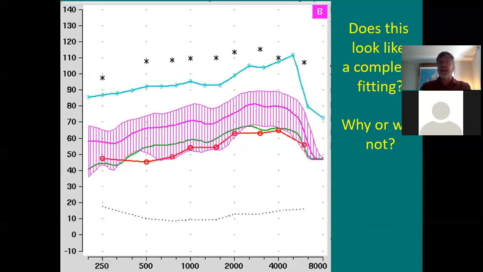Does this look like a complete fitting? Why or why not? It does to me, with the exception of this problem right here. Other than that, you've done it all. Here's your outputs for soft speech inputs. Here's your outputs for average speech inputs. Here's your output for loud inputs. And with this one exception here, you're obeying the rules too because you've stayed below the loudness discomfort levels. And I repeat, these are frequency-specific loudness discomfort levels. But still, you've mapped speech for soft, average, and loud inputs. It's all within the listener's dynamic range.